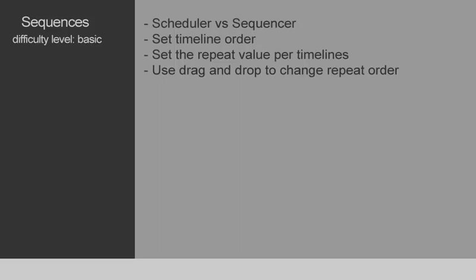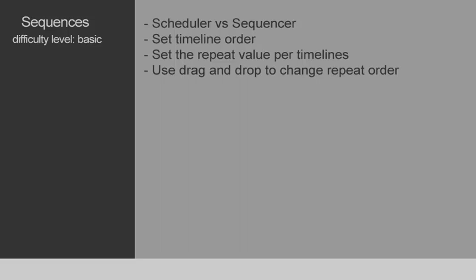In this tutorial, we're going to talk about the sequences. The sequences allow you to set the playback order of the timelines within each campaign. And so at the level of each campaign, you can set it to either play using the scheduler or the sequencer. In scheduler mode, you'll set the timelines to play at specific dates and times versus the sequencer that will play the timelines in an infinite loop.